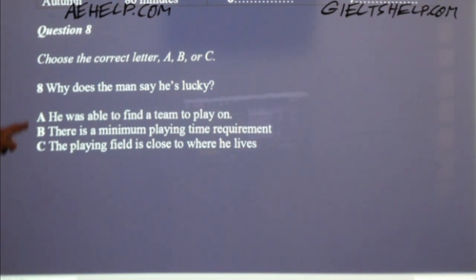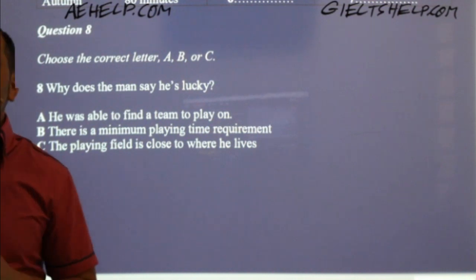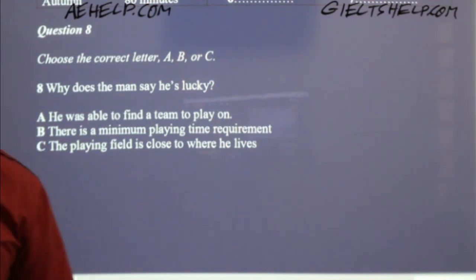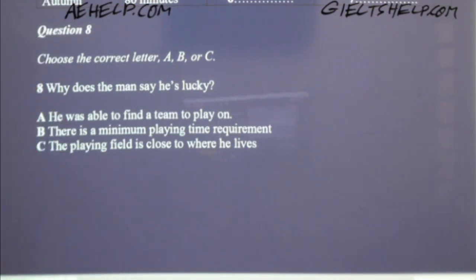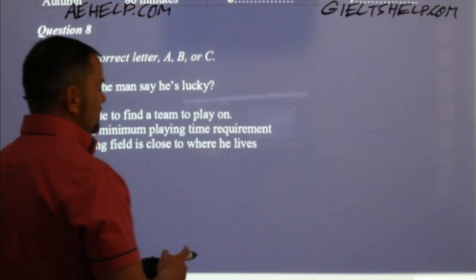All right, question number 8. Choose the correct letter. Again, multiple choice. Why does the man say that he's lucky? A, he's able to find a team to play on. B, there's a minimum playing time requirement. Or C, the playing field is close to where he lives. Shiro Jidin says, I think that's C. They talk something about it's, yeah, close to where he lives. C is correct.